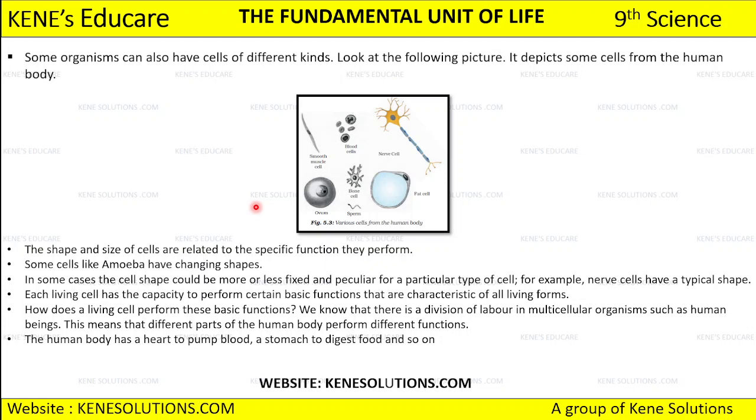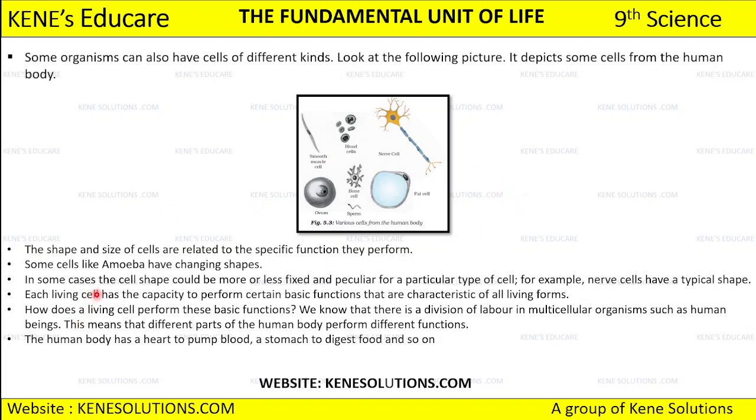अब अमीबा जो है वो अपना शेप हमेशा चेंज करता रहता है. So in some cases you will see that the cell shape could be more or less fixed, or it can be peculiar, that is, it can be different for a particular type of cell as well. For example, nerve cells have a typical shape. Nerve cells can have a typical shape.